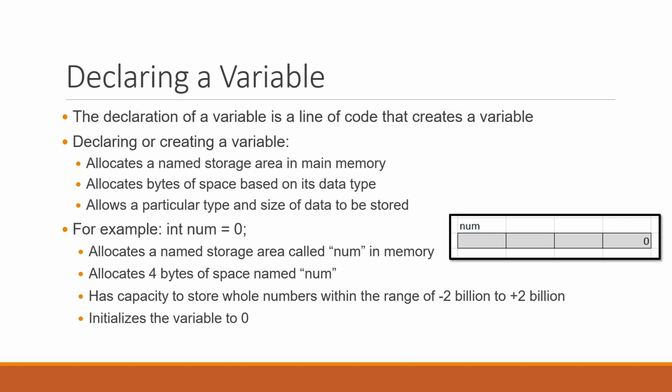For example, int num = 0 declares a variable named num. It allocates 4 bytes of space for num, assuming int data type. It has the capacity to store whole numbers within the range of an integer, from -2 billion to +2 billion. It initializes the variable to 0.